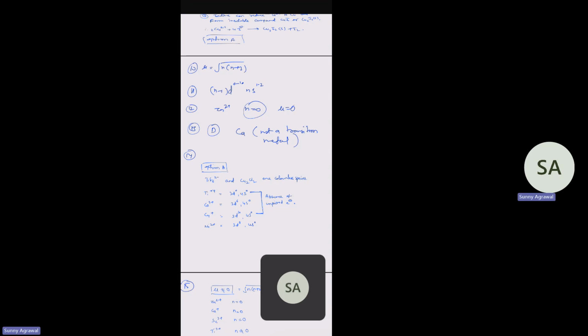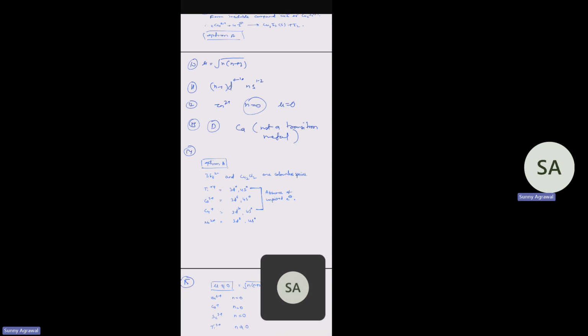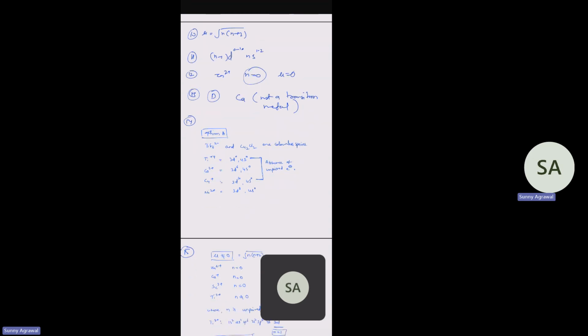Question number 12. Which of the following is diamagnetic? Zn2+ has 0 unpaired electrons, so it will be diamagnetic in nature. Question number 13. Interstitial compounds are formed by which? Calcium is a non-transition element, so it does not form interstitial compounds. Others can form interstitial compounds.